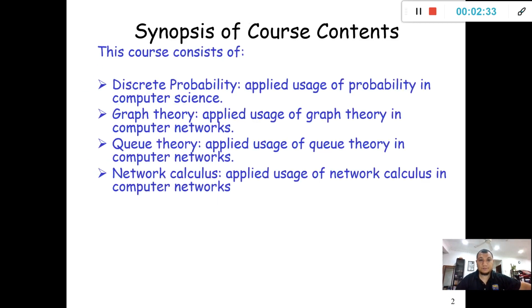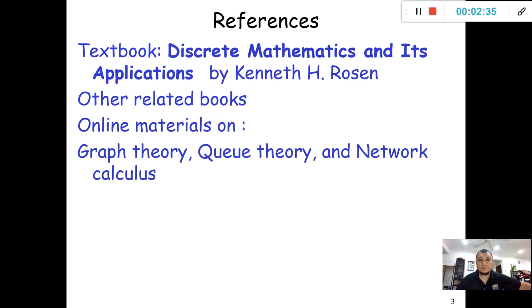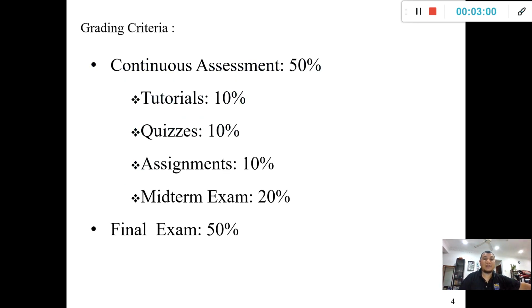Okay, sorry. So these are the textbooks: Discrete Mathematics and its Applications by Kenneth S. Rosen, but this one is more on graph theory. For discrete probability, you can use any other statistical books, and queuing and network calculus are mostly from engineering mathematics books, from electrical engineering.